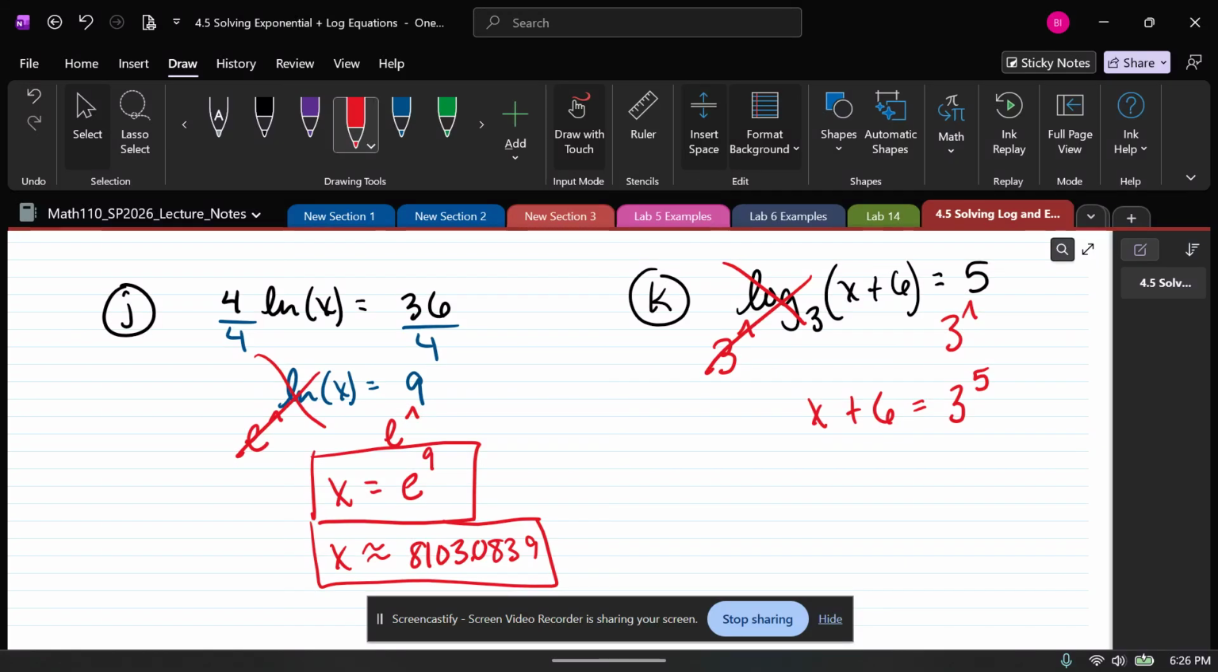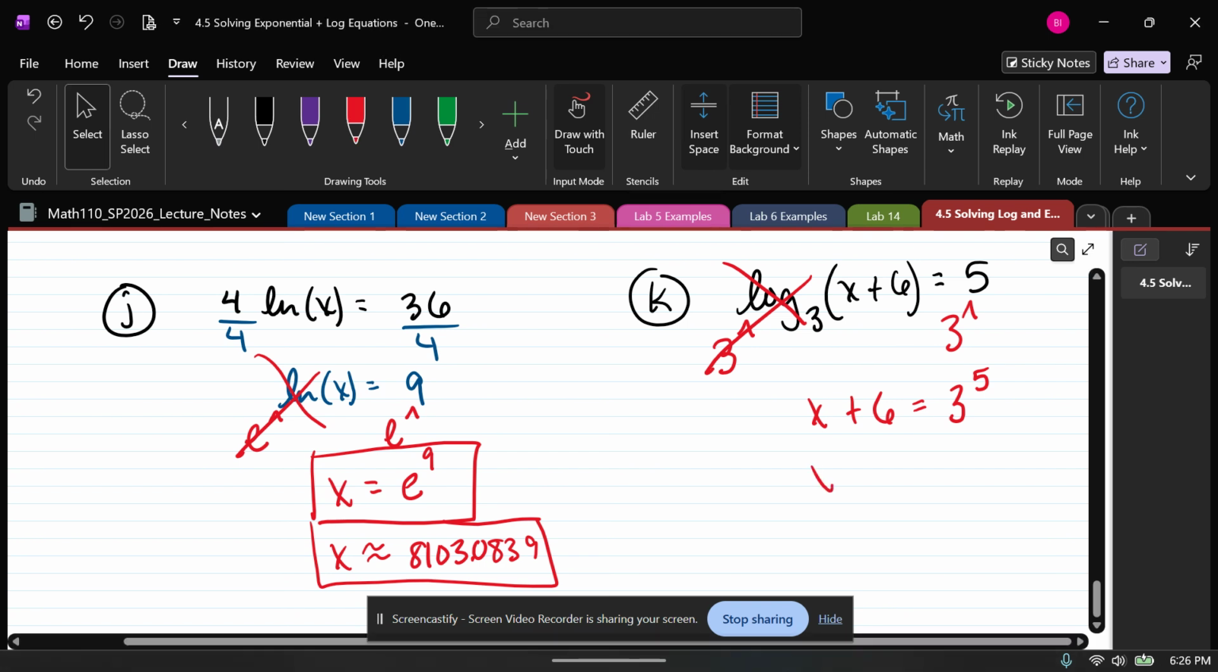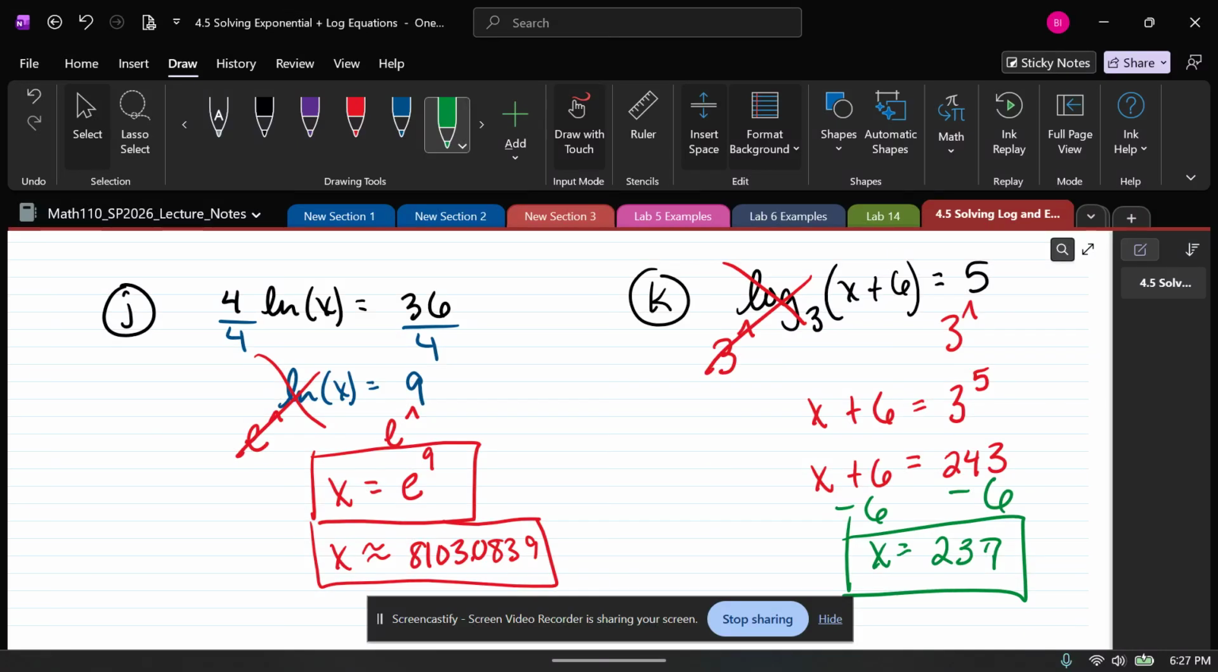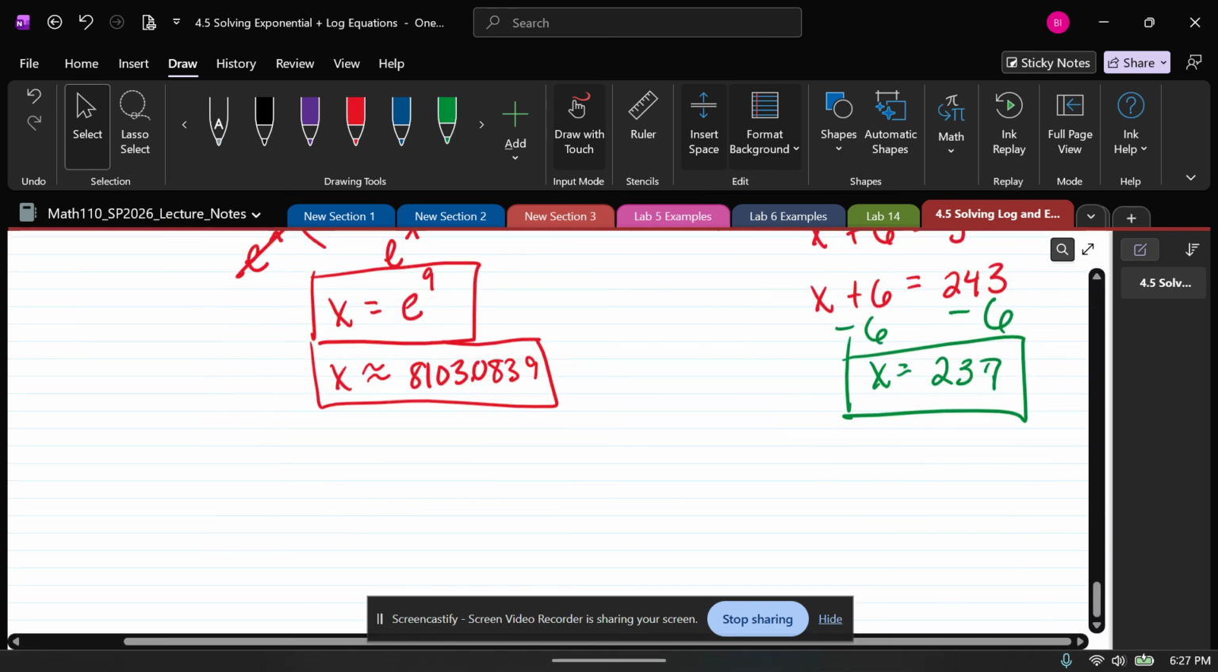What's 3 to the 5th power? It's a number, isn't it? What number? 243. So I've got a nice easy equation now to solve. I got x plus 6 is equal to 243. How do I get x by itself? Minus 6. X is equal to 237. That's nice. That's not too bad. Exponentiate to get rid of the logarithm with the base of that logarithm.